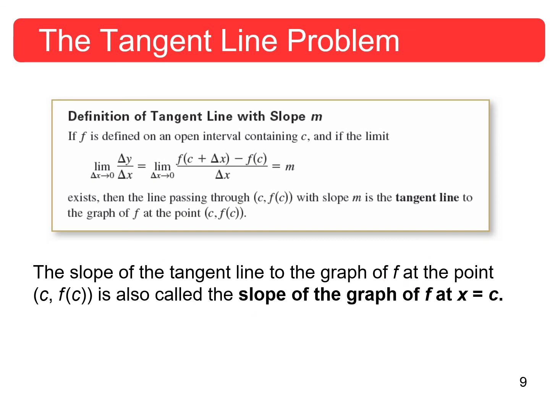And with that, we can now define the slope of the tangent line. The slope of the tangent line is just the limit of the slope of the secant line as the denominator here, or the change in x, approaches 0. The result that you get will be the slope of the tangent line to the graph of f at the point (c, f of c).